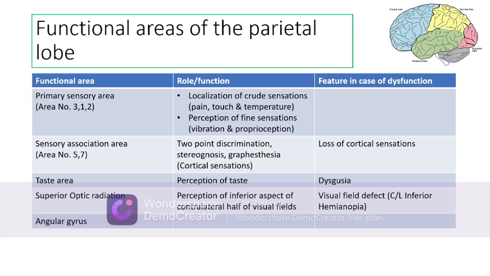Additionally, it also houses the taste area, the superior optic radiation, and the angular gyrus. If the taste area gets involved, then the patient presents with abnormal taste sensation called dysgeusia. And if the superior optic radiation gets involved, then the patient presents with a visual field defect, that is contralateral inferior hemianopia.